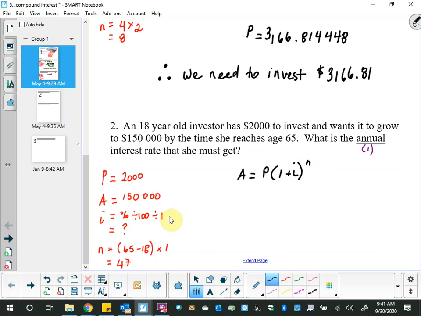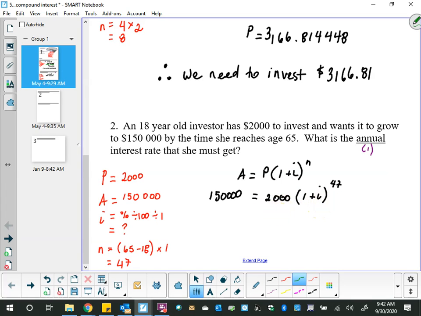Which is that guy. And then putting in the values. So A is 150,000. Just go to my list. P is 2,000. I can't do that tricky business in the bracket this time because I don't know what I is, so I can't add it on, but I can put a 47 up here. So I have to go through the steps, mathematical steps, to get this I by itself.